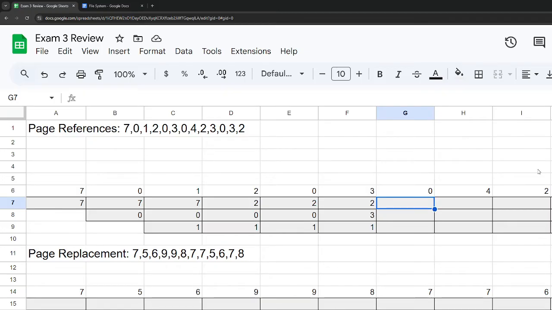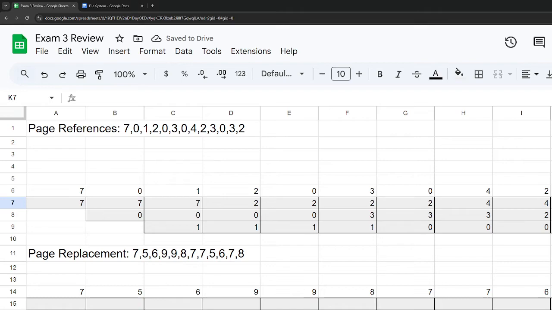When we move on, we see 0, so we update 1. It's going to be 2, 3, 0. But now we see we have 4, so we go back to the top and change 2 again. It's going to be 4, 3, 0. And then we see a 2 again, so we change 3. It's going to be 4, 2, 0. Now we see 3 again, so we're going to update 0. It's going to be 4, 2, 3.